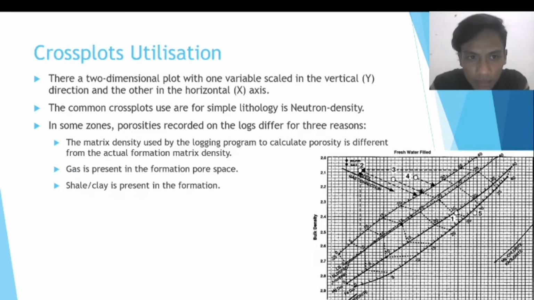Then the cross plot utilization is a two-dimensional plot with one variable scale in the vertical y direction and the other in the horizontal x axis. The common cross plot used for simple lithology is neutron density. In some zones, porosity recorded on the log differs for three reasons. First, the matrix density used by the logging program for calculating porosity is different from the actual formation matrix density. Second, gas is present in the formation pore space. Third is shale or clay is present in the formation.